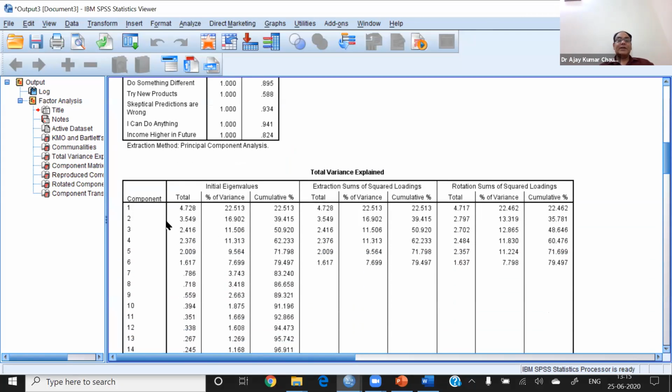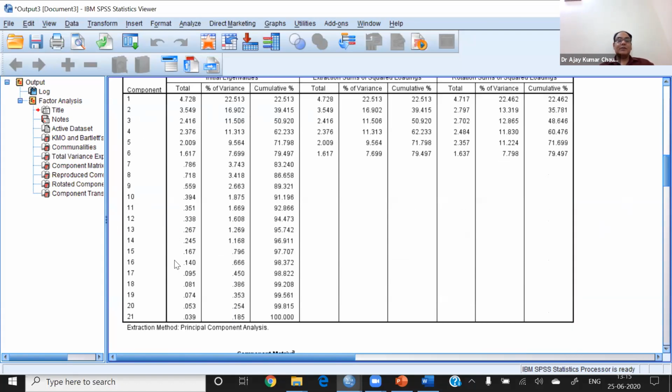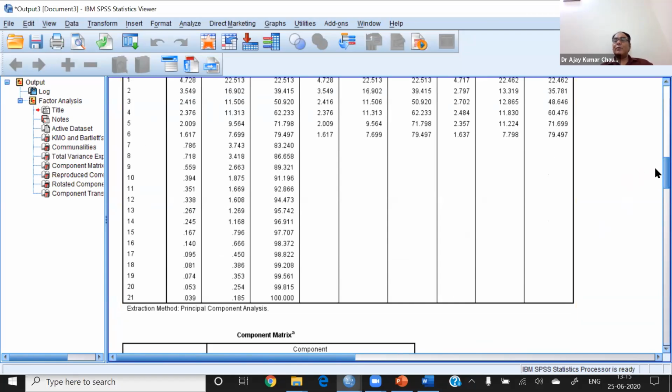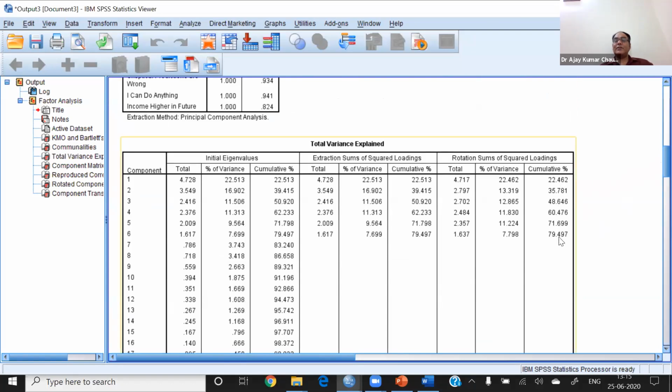Now, in this case, we can see that there are 21 items, 21 statements. Items and statements are the same thing. 21 statements are there in the analysis, and the 21 statements can be reduced to how many factors? 1, 2, 3, 4, 5, 6, 6 factors. And all these 6 factors can explain 79% of the variance of these statements, which is a good figure because this value we want more than 0.6. और ये तो 79 है, बहुत बढ़िया, no problem at all.